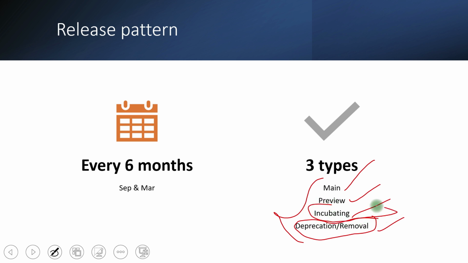Incubation means they are considering adding a new feature, but that is in a very initial stage. When it passes that incubation period, it goes into the preview phase. When the preview phase is passed, user feedback is fine and nothing is breaking, everyone is happy with that one, then finally it goes into the main feature list. When any feature is in the main release, it is good to use in production. So let's see in Java 21 what we have in all these categories.